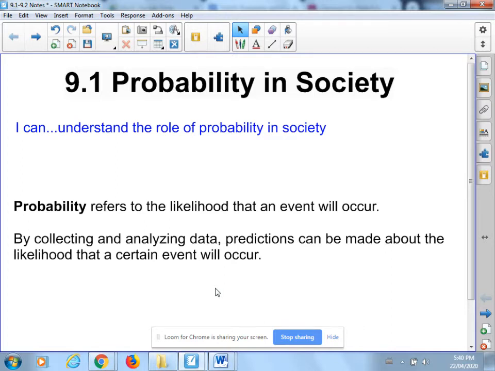So in the past, we've only done theoretical probability, which is what should happen, and experimental probability, which means it's what does happen when we try it. And now we're going to be looking at what should, what does, and then we're going to put our own predictions on that data.